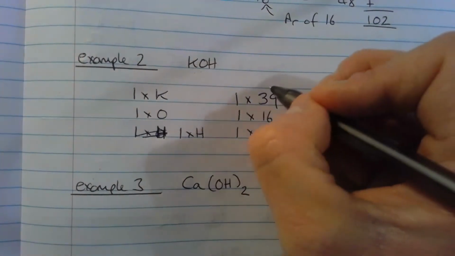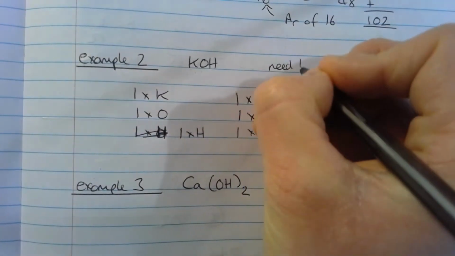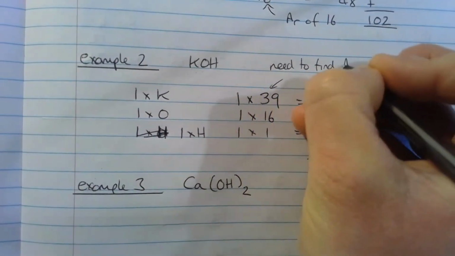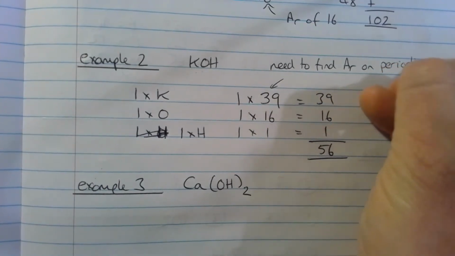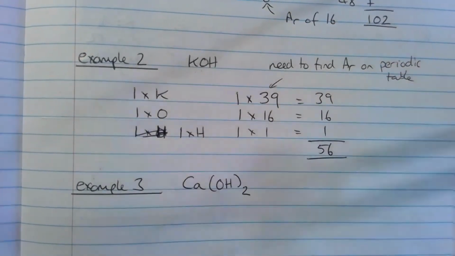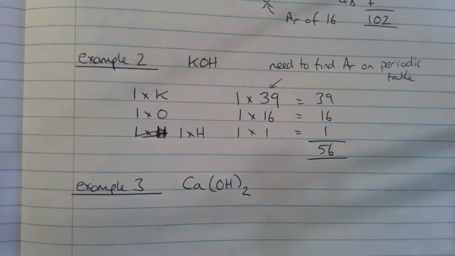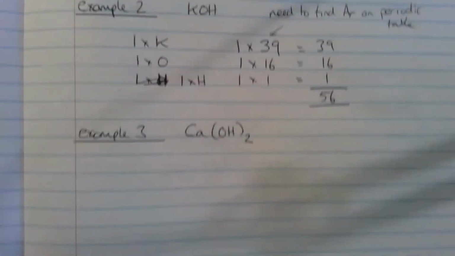Just to emphasize that you will need to find these on the periodic table or some other data source. Sometimes you can get a list of the elements with their relative atomic masses listed next to them. Let's have a look at our last example.